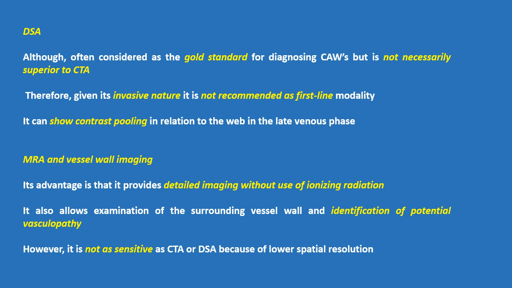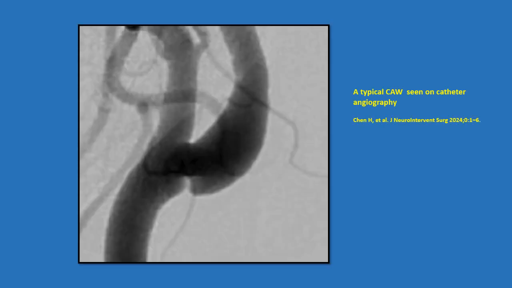MRI and vessel imaging. Its advantage is that it provides detailed imaging without using radiation. It also allows examination of the surrounding vessel wall and identification of potential vasculopathy. However, it is not as sensitive as CTA or DSA because of its lower spatial resolution. This picture shows a typical CAW seen on catheter angiography.